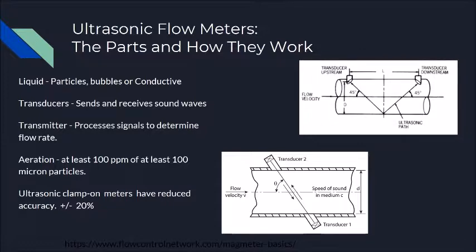And then ultrasonic clamp-on meters are essentially in effect in the industry, as their accuracy is greatly reduced. Most of the flow meters that we've looked at, ultrasonic and mag flow, tend to get within 5% accuracy. So the ultrasonic clamp-ons having a plus or minus value of 20 is quite significant.